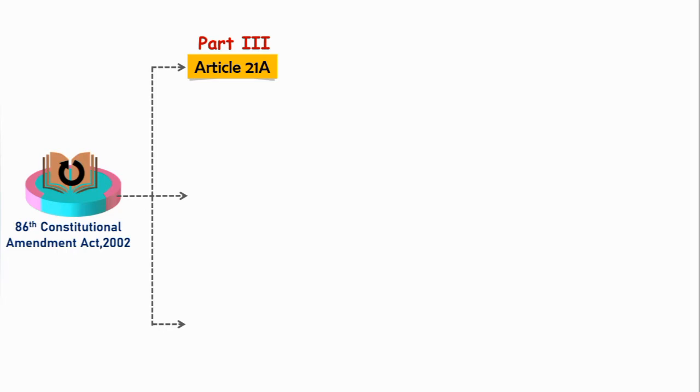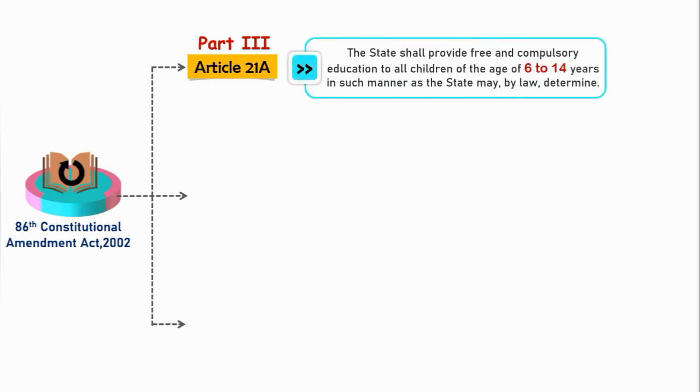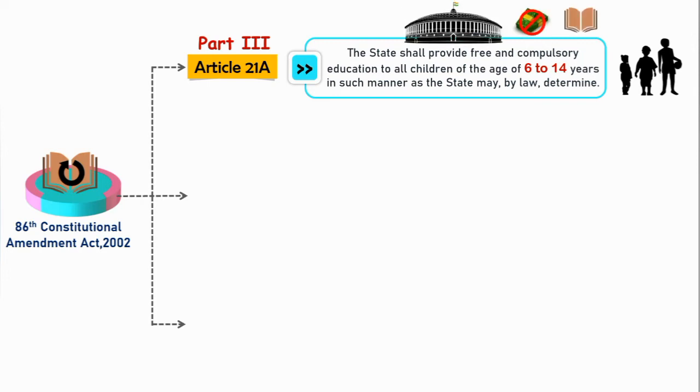By this amendment, three major changes were done to the Indian Constitution. Number 1. Article 21A was inserted in Part 3 of the Indian Constitution as a new fundamental right, which stated that the state shall provide free and compulsory education to all children of the age of 6 to 14 years in such manner as the state may by law determine. So by adding this article, it mandated the state to provide free and compulsory education to children belonging to the age group of 6 to 14 years. And because this article was a fundamental right, it was enforceable in the court.